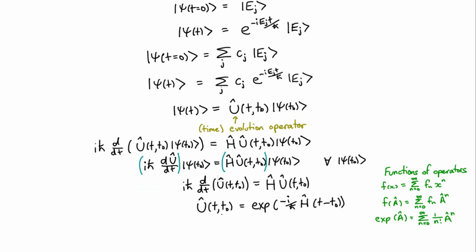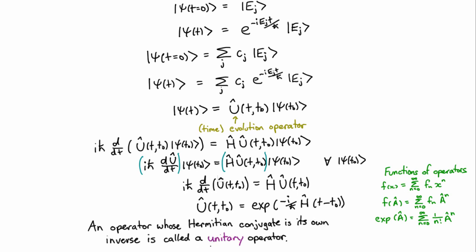Now this time evolution operator has a very important property. If you take the Hermitian conjugate of it, you find that it's its own inverse. And that's called a unitary operator. So try showing that the time evolution operator is a unitary operator.